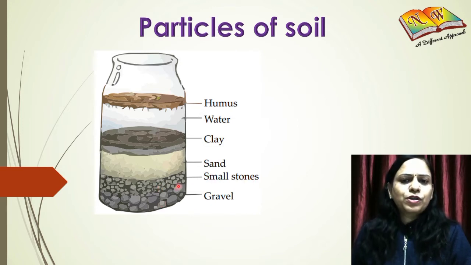Then above the small stones, you will find a layer of sand, and at the top, you will have a layer of clay. Then above clay, you'll have water, and right at the top, you have humus. Humus, being organic in nature, is lighter than water, and that is why it floats on the surface. Let's now have a look at the experiment that was performed by me.